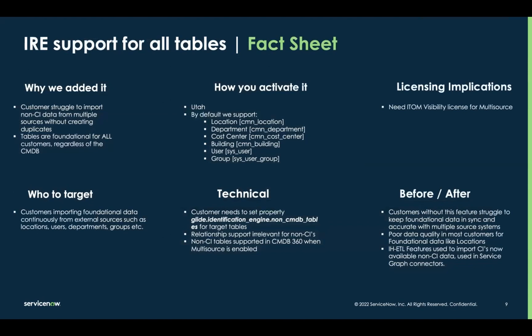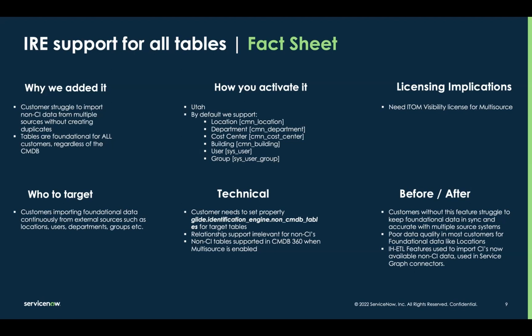Now, this is a fact sheet to talk a little bit more about why we added this. We find that customers are struggling to bring that data into these common foundational fields in a very similar way that we find CMDB CIs. They may have user tables, for example, in Workday and Active Directory where they want to bring in information from both sources and then merge them into the same user records. So those are all kind of done now.